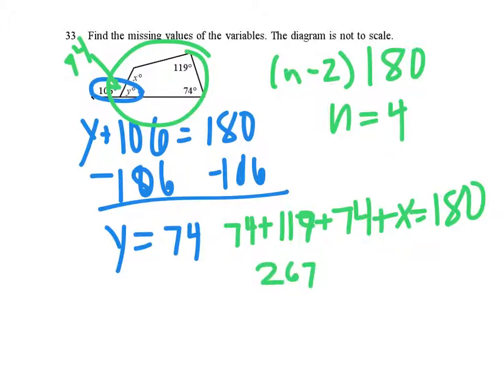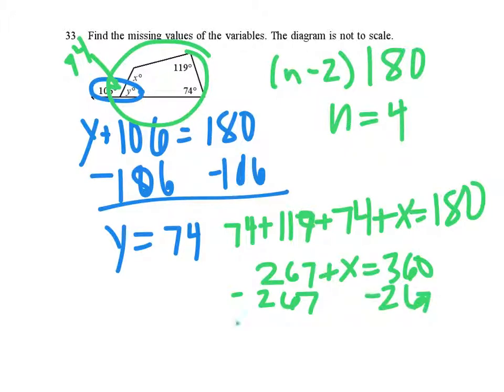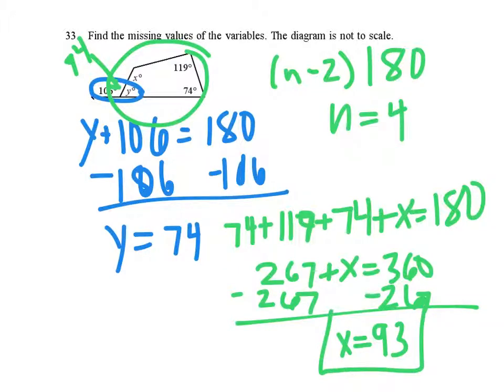So 267 plus x equals 360. We're going to subtract our 267 from both sides, and we get 360 minus 267, x equals 93. So my final answers would be x equals 93 and y equals 74.